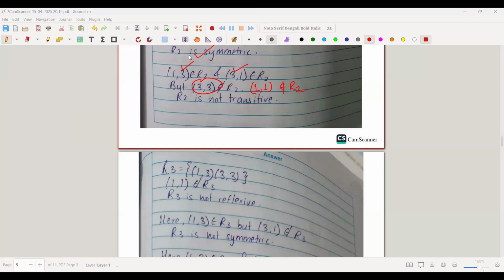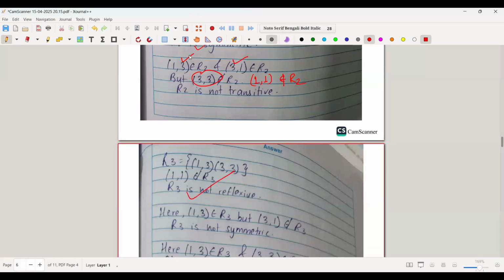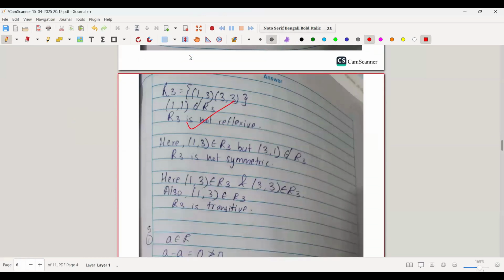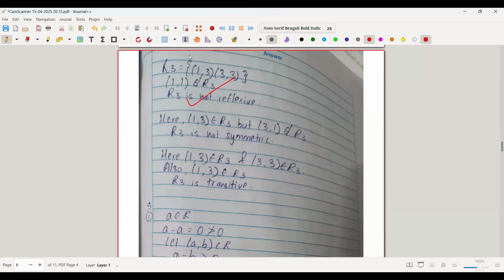So for R3, 1 comma 1 does not belong to R3, so it is not reflexive. Here 1 comma 3 is there, but 3 comma 1 is not present, so it is not symmetric. 1 comma 3 and 3 comma 3 is there, 1 comma 3 is there, so R3 is transitive.